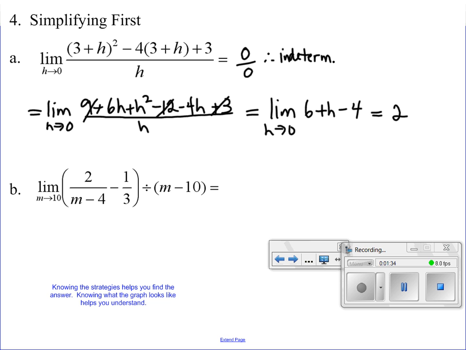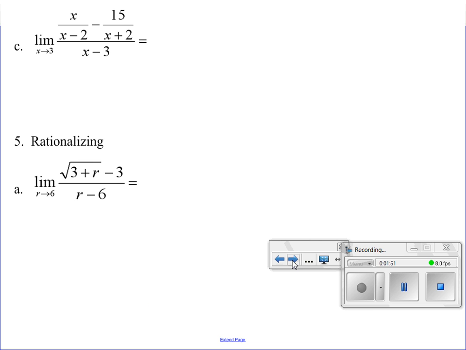You're also going to end up with some questions involving division. In order to do this, you're going to need to get a common denominator to deal with the question, and then remember to multiply by the reciprocal. Again, when you put 10 in, the problem is right here, so that's going to be the part that cancels out. Similarly here, when we put in 3, where's the problem? Right there. We're going to end up with 0 over 0.